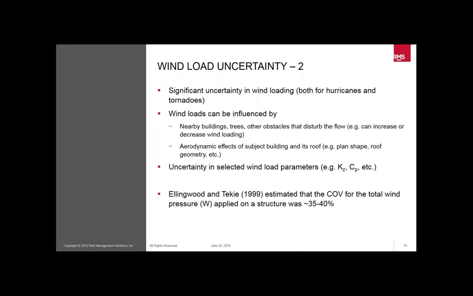And so, as well as uncertainty in selecting those parameters, what are the appropriate parameters, including the pressure coefficients that we're using? So there's a lot of uncertainty here. The estimate for the coefficient of variation of the total wind pressure applied to the structure has been estimated to be somewhere on the order of 35 to 40%, which is a pretty good amount of uncertainty. But it's taking into account all of the other uncertainties that we're introducing here, because we're looking at the wind loading.